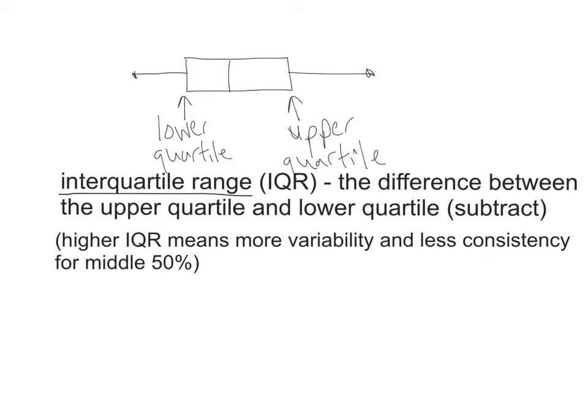The book is trying to paint the picture that interquartile range tells you about variability overall. But to me, it really only tells you about the middle 50%. Okay, higher IQR means more variability and less consistency for the middle 50%. It really doesn't necessarily tell me about the whole thing, but for sure, if the boxes are wider, we could say there's more variability in the middle 50% of our data.